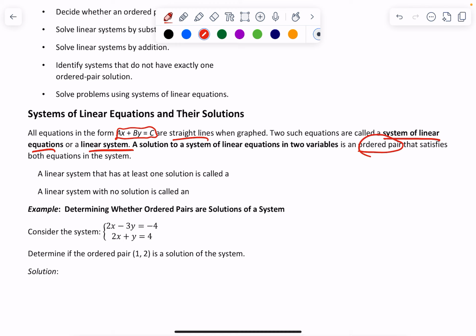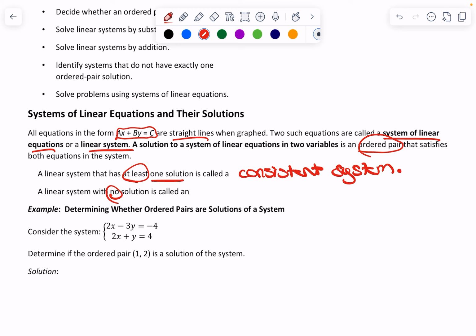So a linear system that has at least one solution is called a consistent system. A linear system with no solution is called an inconsistent system.